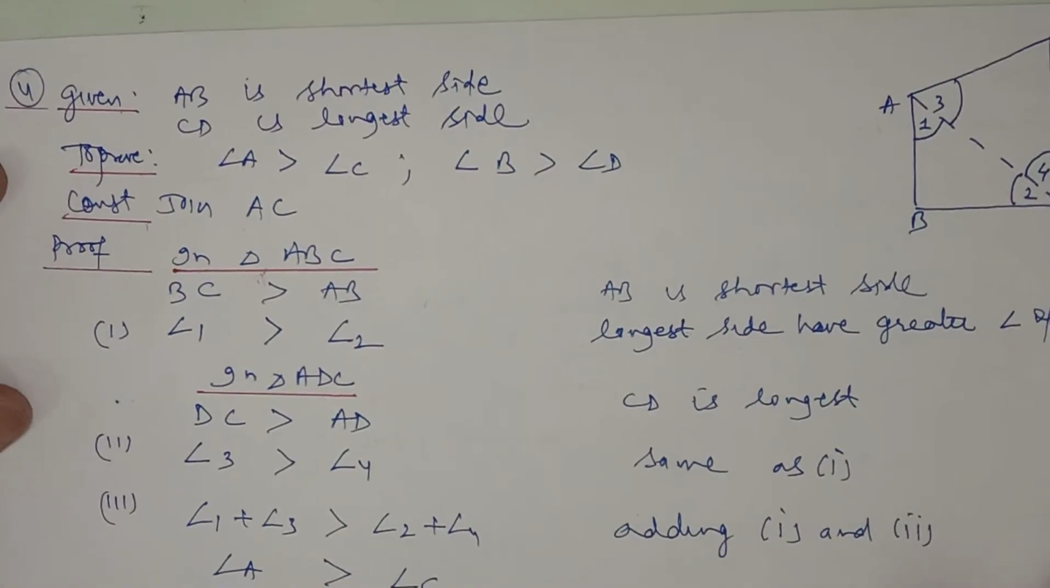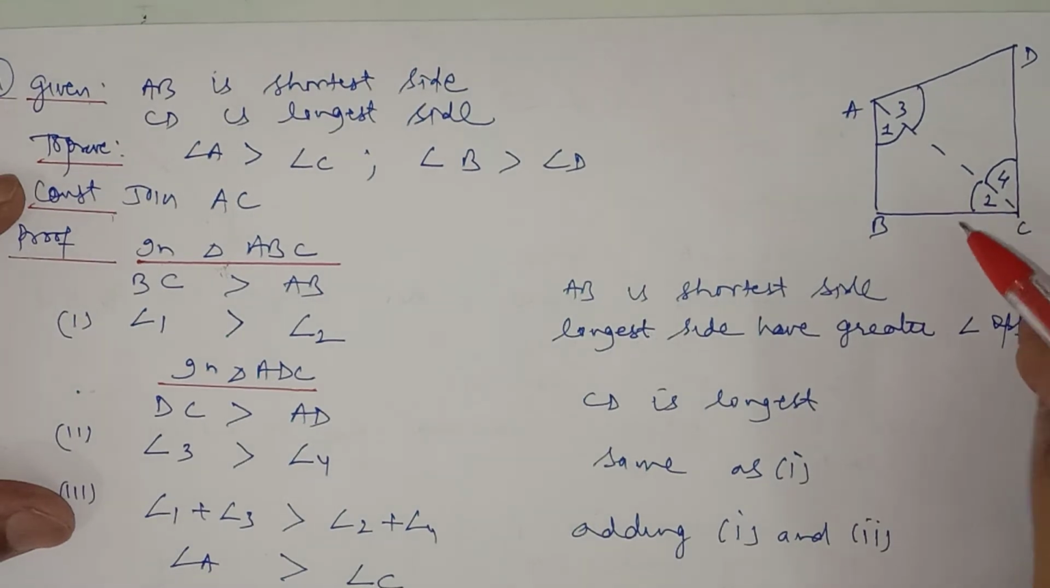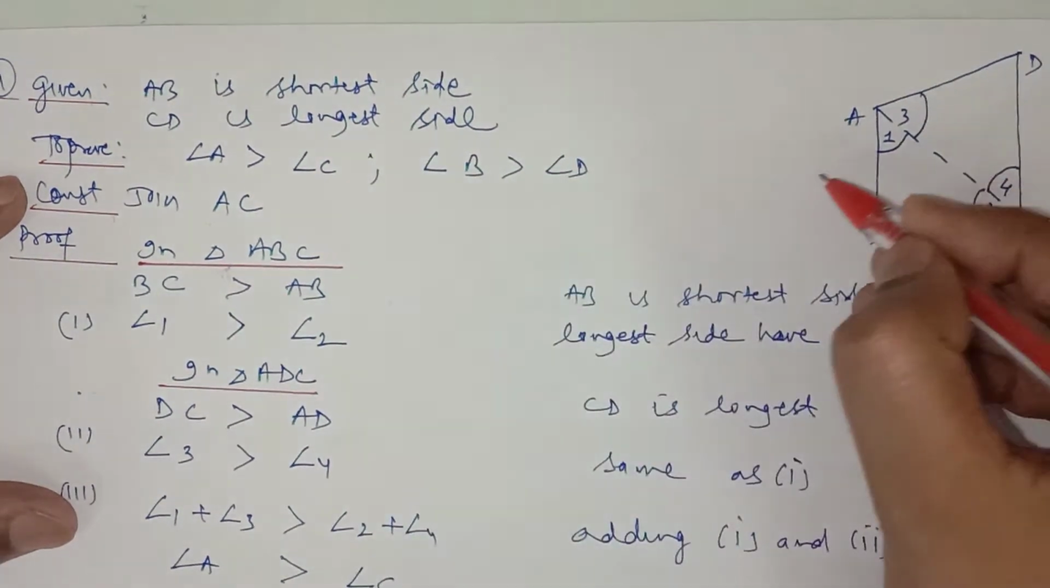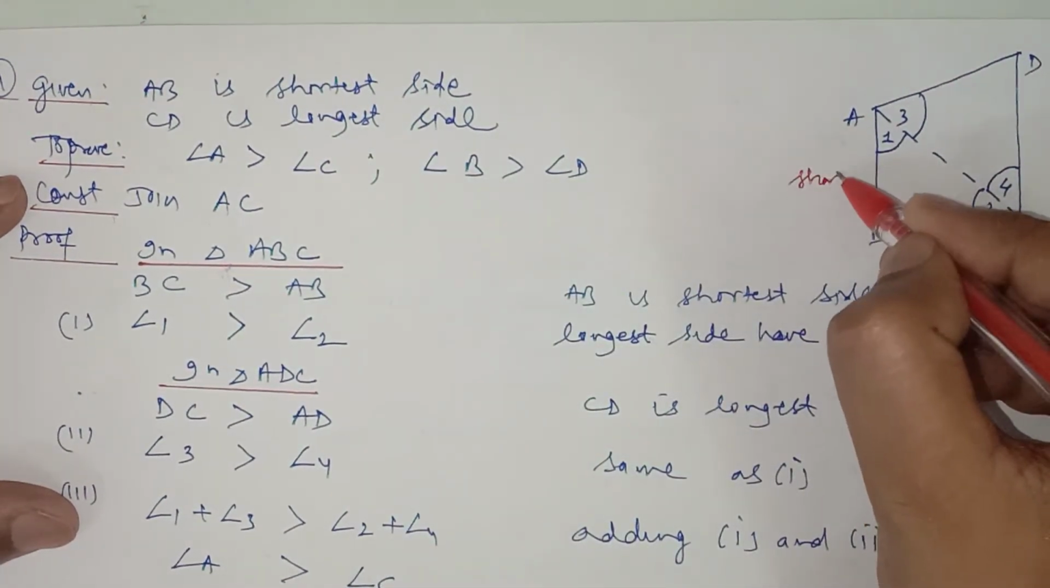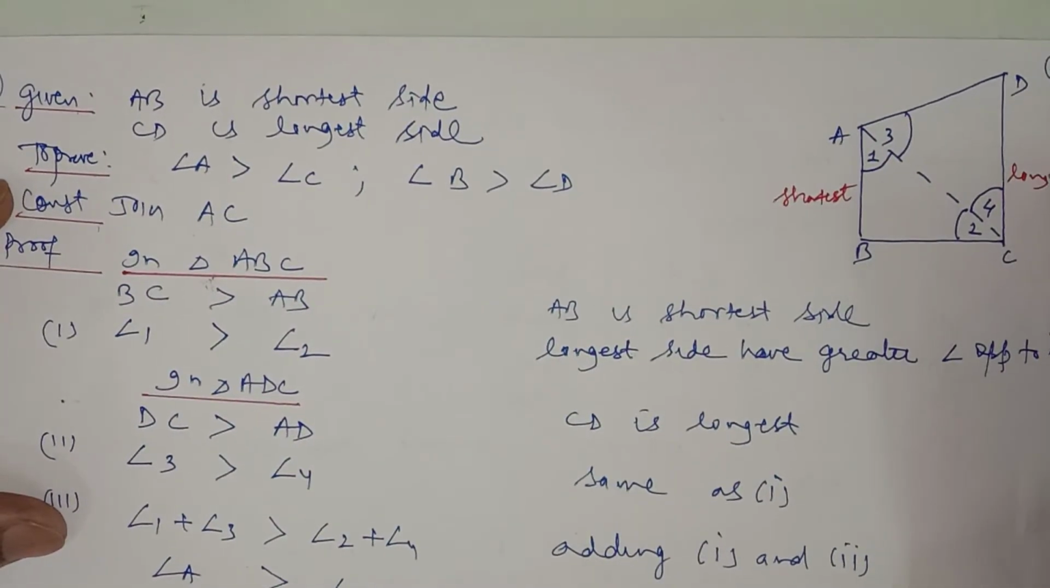Now in question number 4, it is given that there is a quadrilateral ABCD in which AB is the shortest side, and DC is the longest side.